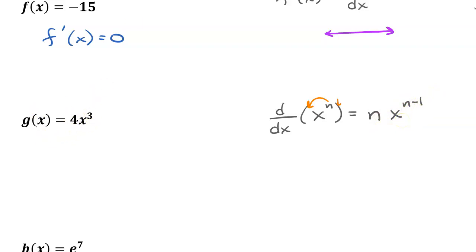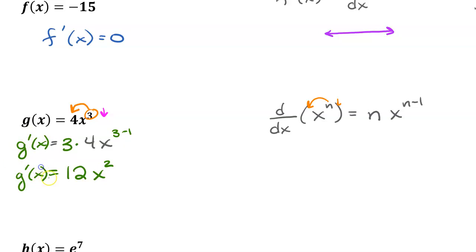So in this case, g of x, this power here will go in front. So 3 times 4x, and then the new power will be down 1 power. So this will be 3 minus 1 for the new power. If we multiply this all together, we get 12x squared as g prime, the first derivative. Okay, so when you have a power, you're going to pull the power out front, and then you're going to go down a power.